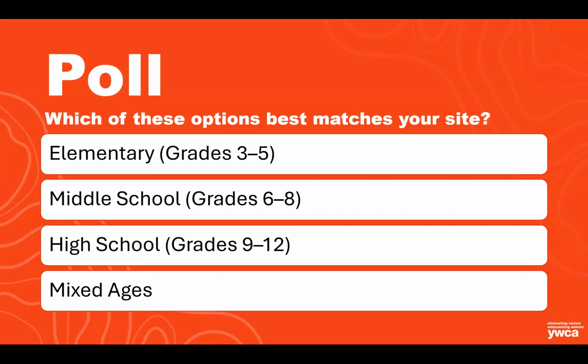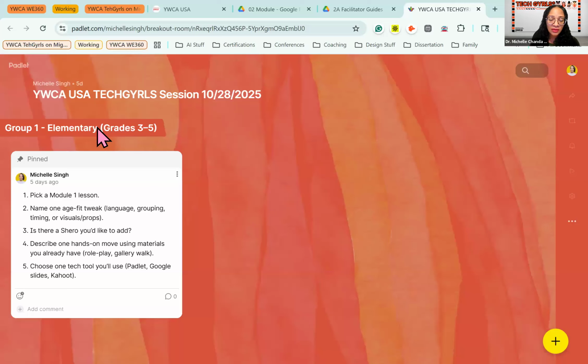Just remember what you selected. Obviously, you know what your site is, because that's going to lead to our breakout room discussion. I want to show this really quick. When you go into the breakout rooms, you're going to see a Padlet. I'm going to drop this in the chat. When you click the link, it's going to go to your site description, whether you chose elementary, middle, high school, or mixed.